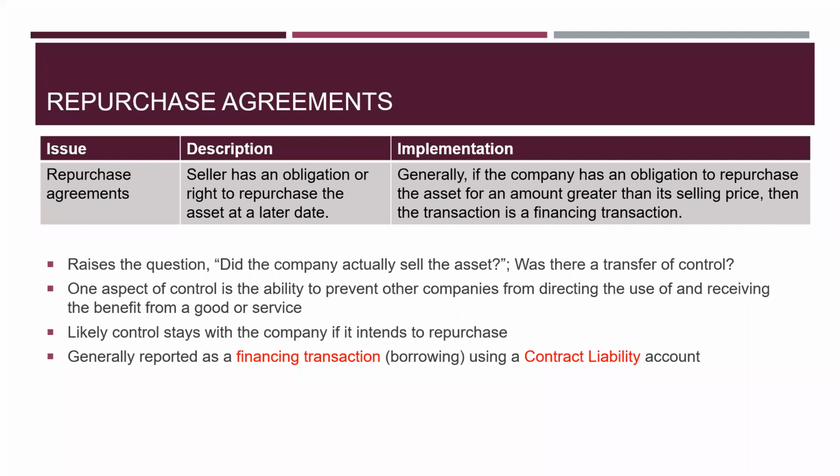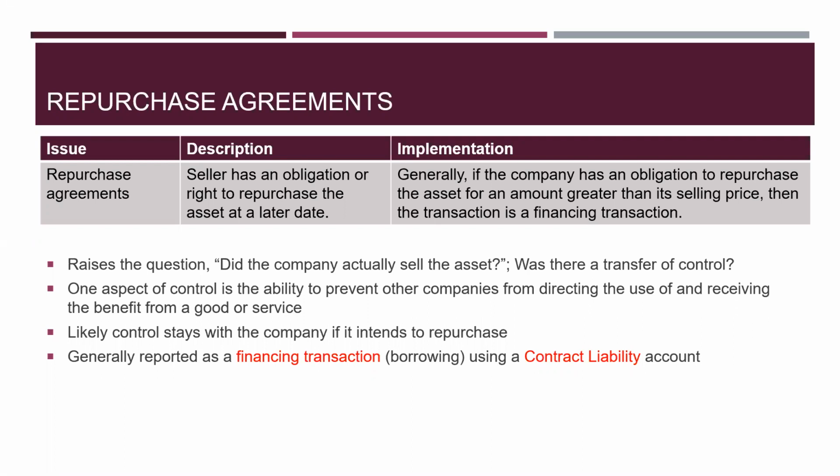So your repurchase agreements are very unique. This is where the seller is selling something to the buyer, but at the same time, the seller has the obligation to repurchase that asset back from the buyer. Okay, so it does a whole circle. So the problem in this transaction is, did the company actually sell the asset? Because the company sold the asset and it came back to the company. So it's a full circle.